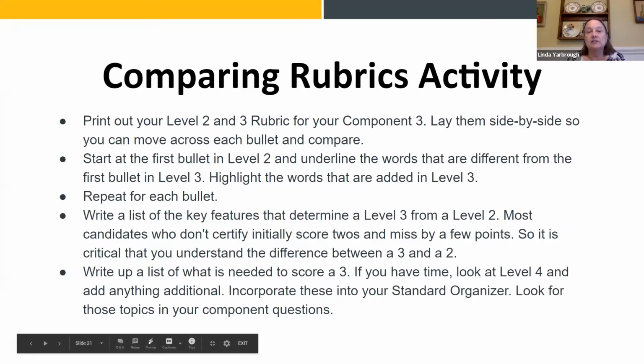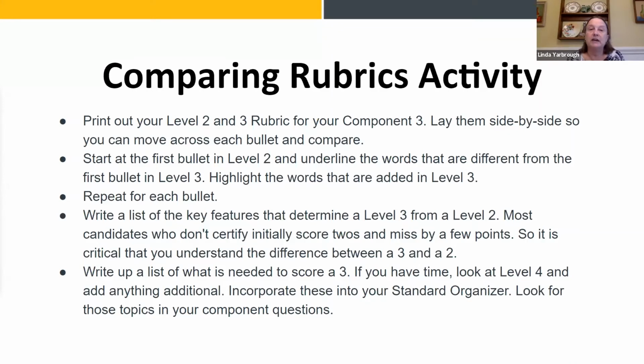So we suggest that you print out your level 2 and 3 scoring rubrics and lay them down side by side, or you can do it on your screen if you prefer, and compare it one by one, bullet point on the level 2 to the corresponding bullet point on the level 3. And you can see on the next slide what that'll look like.